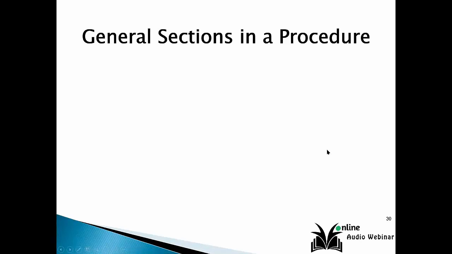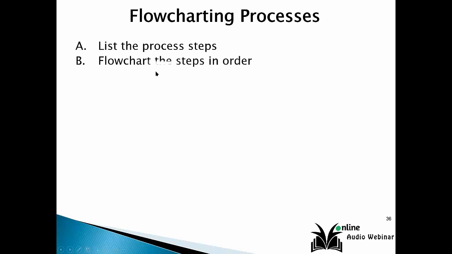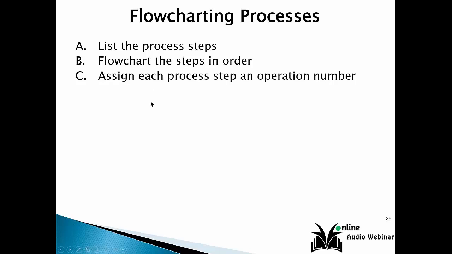Okay, let's talk about processes and procedures for a minute. There has to be a set section in procedures: purpose, scope, responsibilities, and requirements, and the procedure. List the steps, flowchart the steps in order. Assign each process step an operation number.